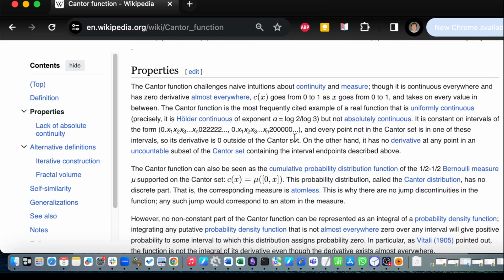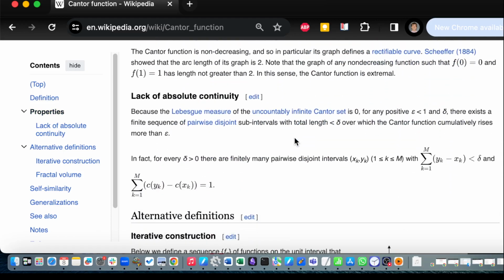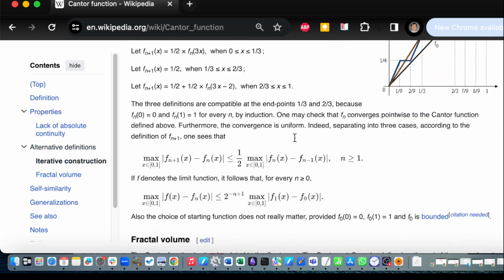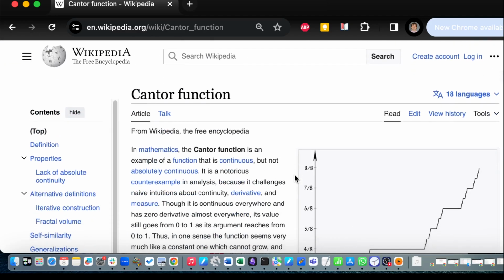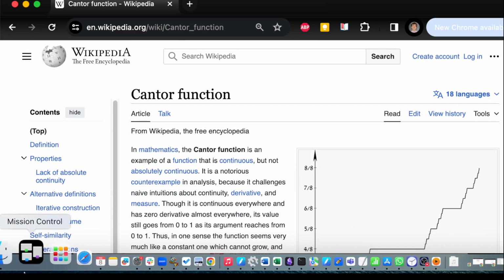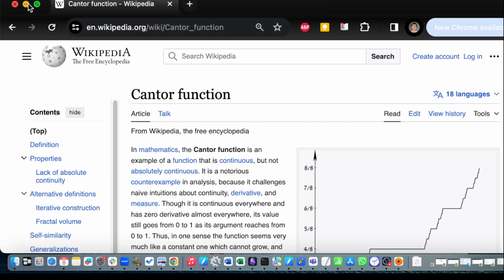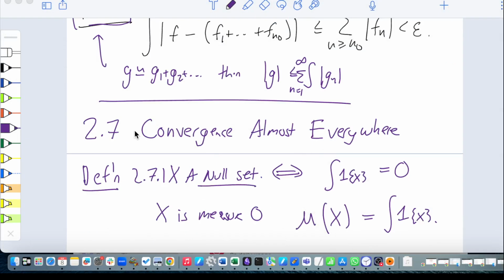What else can I say about it? Properties? I don't know. Lack of absolute continuity. More definitions. Oh, it has a fractal volume. Okay, great. Amazing. Okay, I'll stop there. Nobody asked me any questions about the Cantor function. I didn't prepare. Okay. All right.